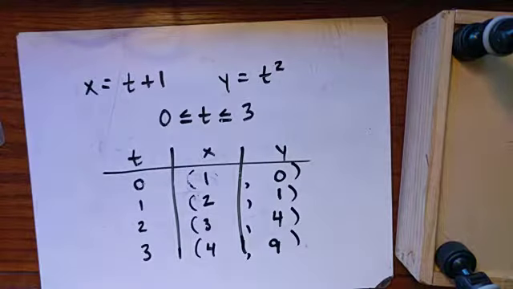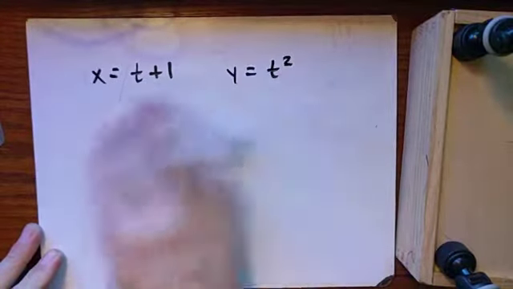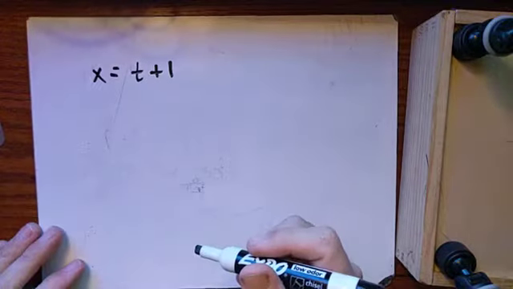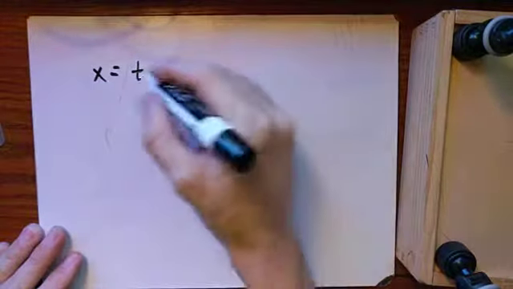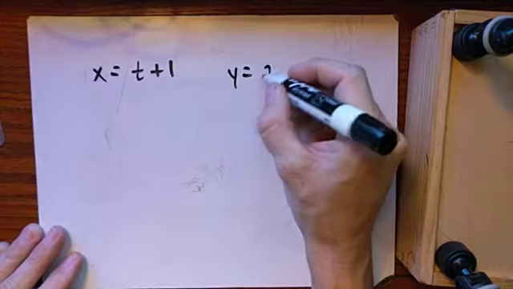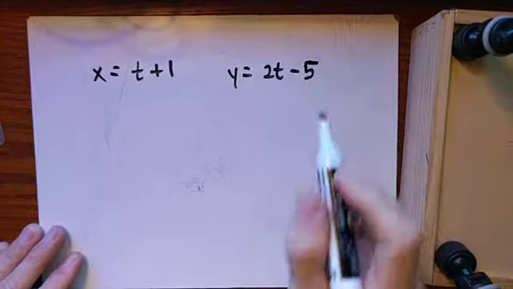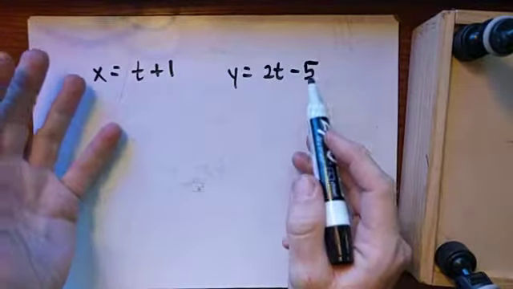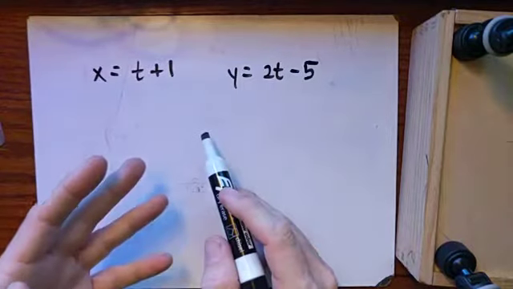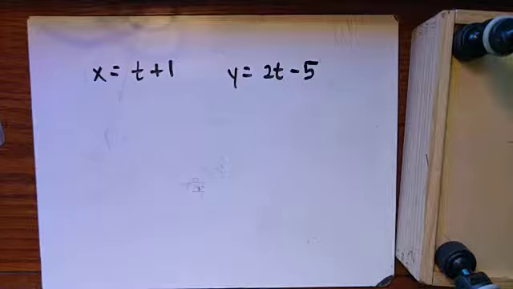Okay, so here's another set of parametric equations. Let's say we have x equals t plus 1 and y equals 2t minus 5, right? And let's say that we want to take these two equations and combine them into a rectangular equation that has no t, just x and y.